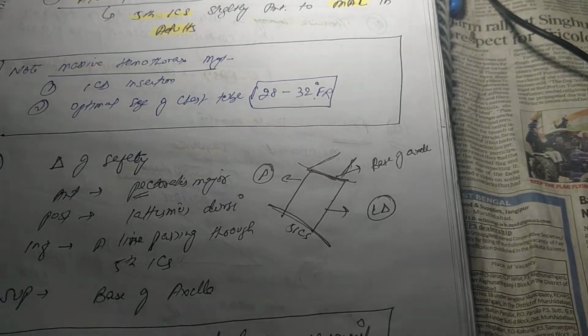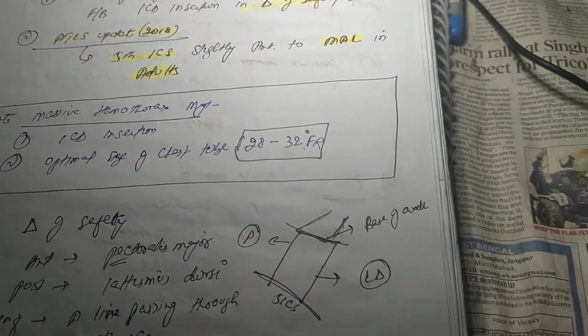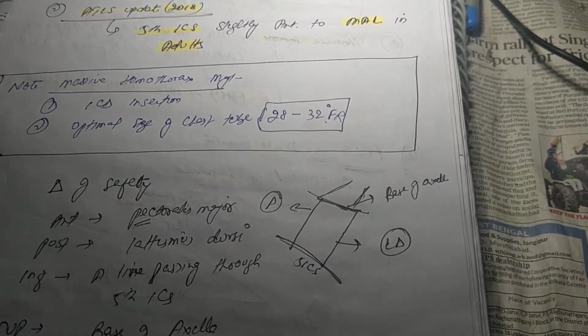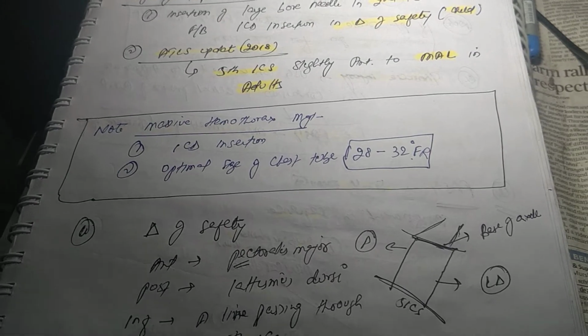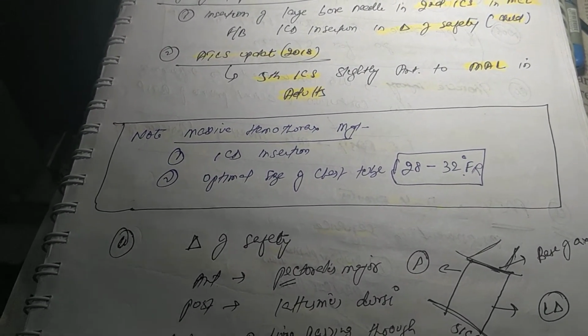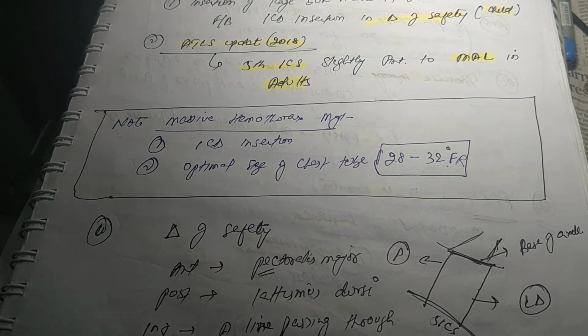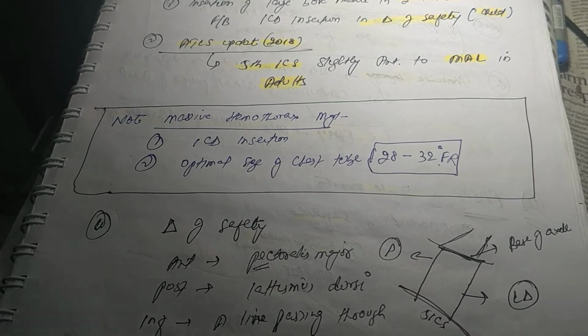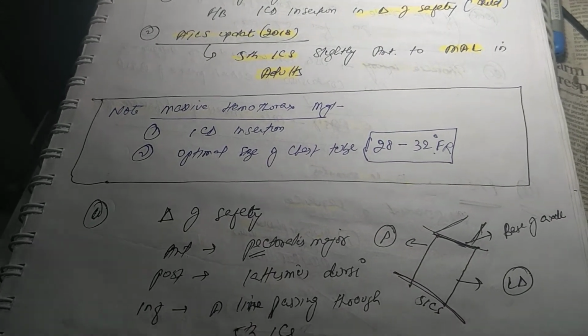Okay, because it is adults, you can remember it like this. In short, the trick: adults, mal, mal adults. Okay, note, in case of massive hemothorax management, ICD insertion will be there, and there should be an optimal size of the chest tube, that is 28 to 32 French gauge.